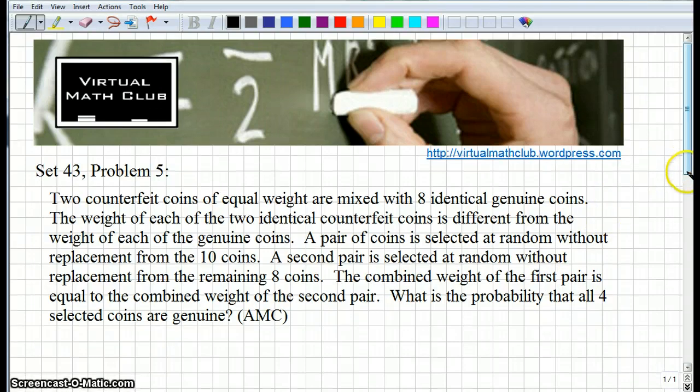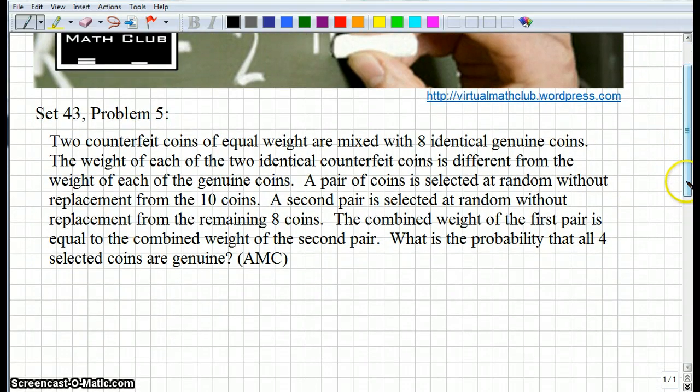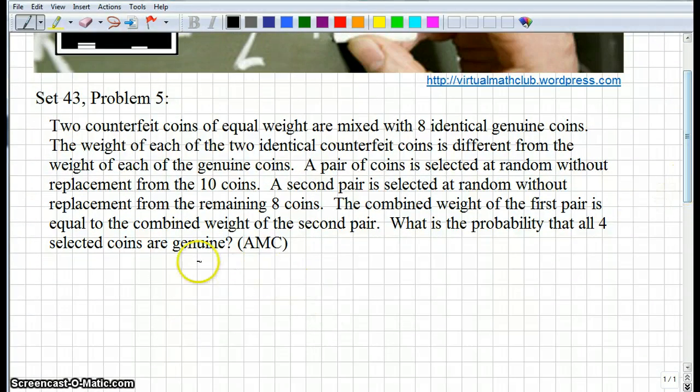Alright, well, let's take a look here. So, what we've got, I'm going to draw circles to represent coins. Pretty creative, huh? So 5, 6, 7, 8, 9, 10. So we have 10 total coins and they look the same, right? But 2 of them are counterfeit. So let's pretend this one is counterfeit and this one is counterfeit. Okay, so 2 of the 10 are counterfeit.